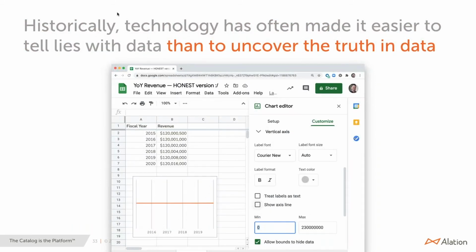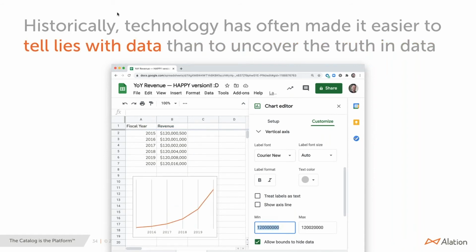Often technology has made it easier to tell lies with data than to uncover the truth in data. So here, looking at the honest version of this data set, we see that the actual data over time is almost completely flat revenues. It's obviously a completely fictional example with nice round numbers, but you see that if the y-axis goes as everybody would imagine from 0 at the bottom, the line goes straight across.